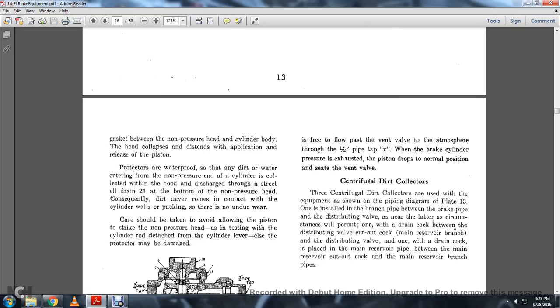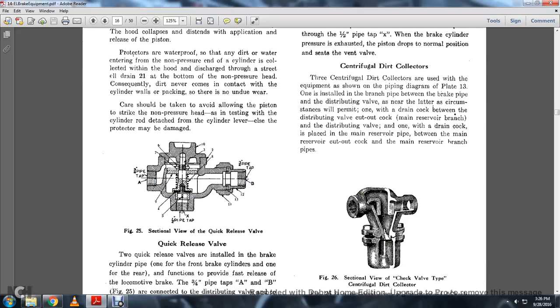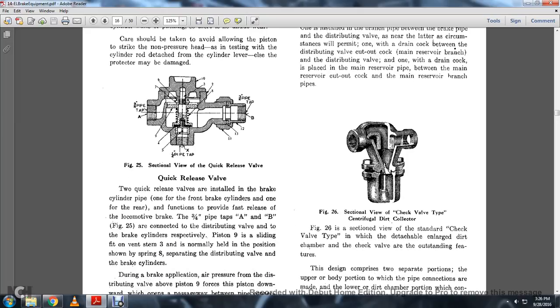Protectors are waterproof, so any dirt or water entering the non-pressure end of the cylinder is collected in the hood and discharged through the drain 21 at the bottom of the non-pressure head. Consequently, dirt never comes in contact with the cylinder walls or packing, so there is no undue wear. Care should be taken to avoid allowing the piston to strike the non-pressure head when testing with air or detaching the cylinder rod, else the protector may be damaged.